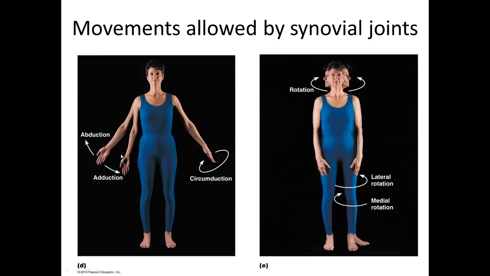Ab and adduction is used to describe motion in the frontal plane. So abduction is when we move a segment farther away from the midline of the body, and adduction is when we bring the segment closer to or back towards the midline of the body. Circumduction isn't really an independent movement, it's actually a combination of both ab and adduction as well as flexion and extension. So it results in a circular motion at the very distal end of the extremity.